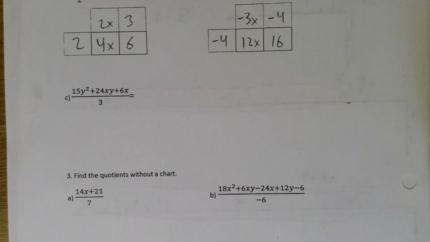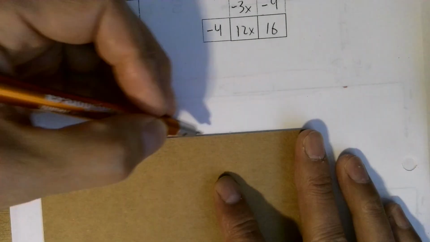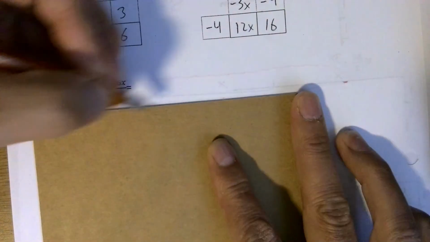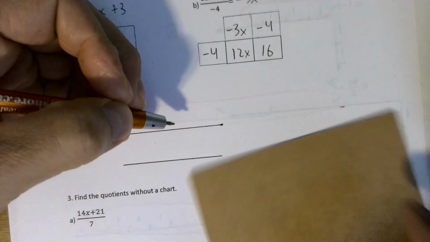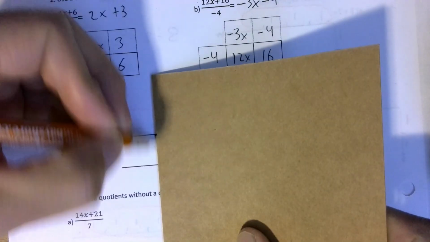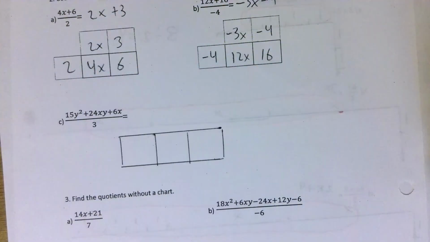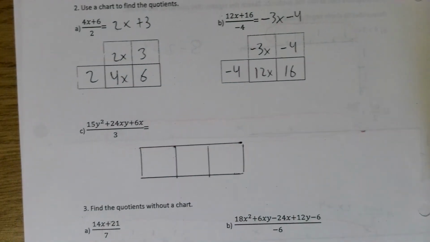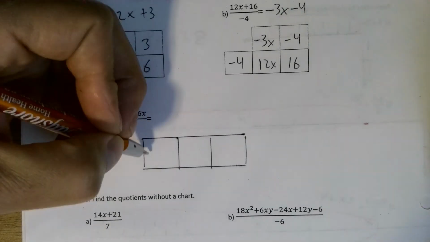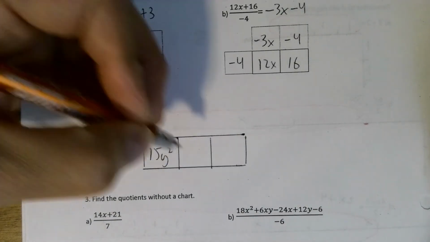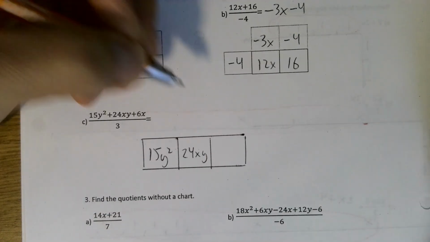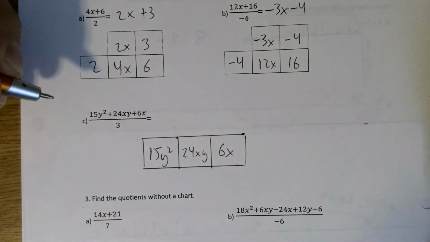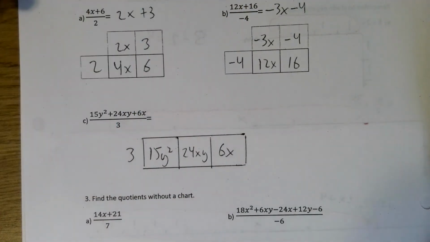Okay, as I mentioned on the last video, I'm never going to give you guys these charts. So I always do this where I force myself to guess where the top of that is. Anyways. Only ever really need to do 3 boxes. That's where the tiles are going to go. I got 15y squared, 24xy, and 6x. And we're going to divide by 3.